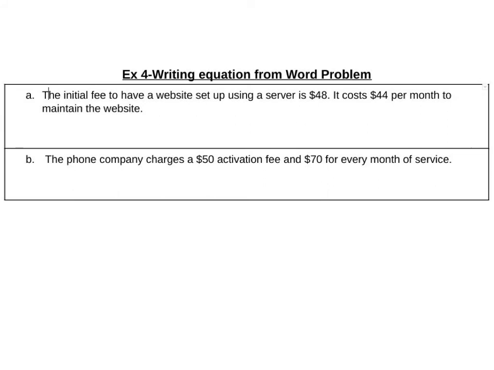Okay, lastly, we'll look at example 4. We'll be writing these equations from word problems. Let's remember back to the fact that when we look at y equals mx plus b, the m is a lot of times going to be referring to your rate of change. And the b is going to be referring to your initial or your starting value. So we're looking for that initial value.